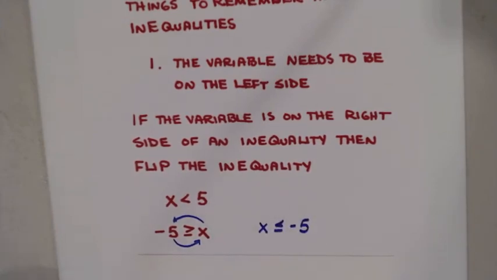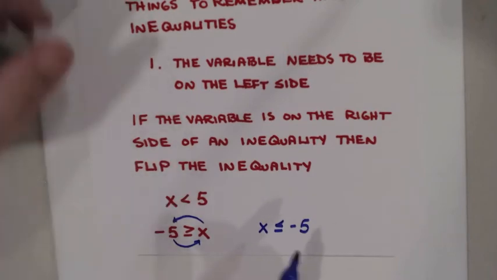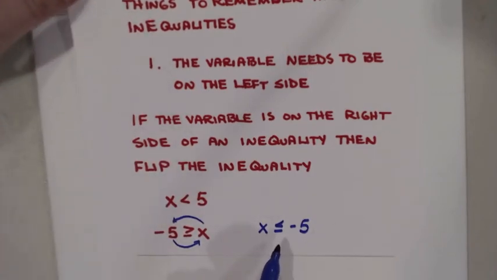This keeps the inequality true because I'm looking for things that are less than or equal to -5. Something that's less than or equal to -5 is -6. -6 will work in this spot. -5 is greater than or equal to -6. That works as well. Only when you flip this around and this inequality symbol gets flipped around will this inequality still remain true.